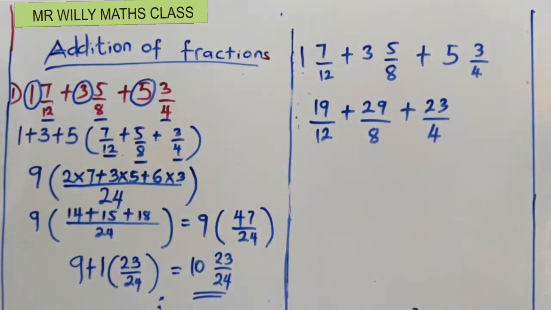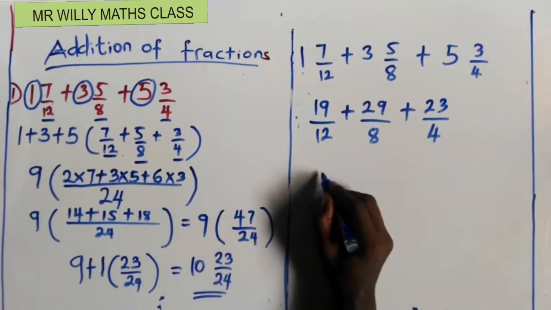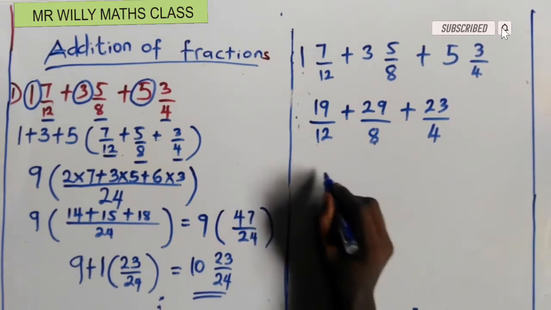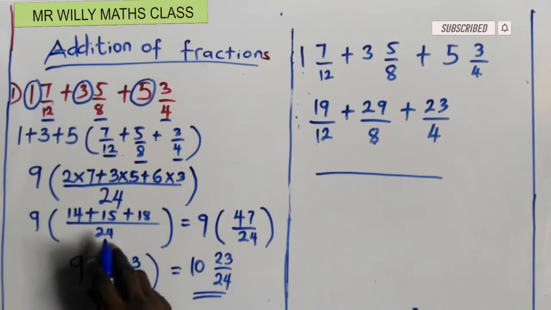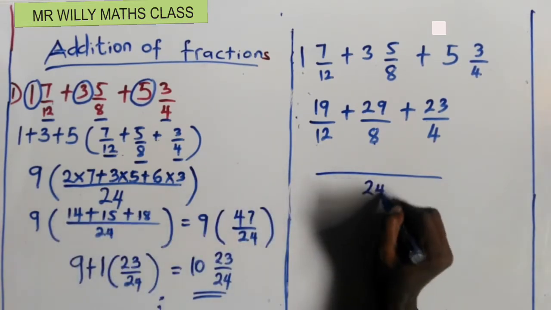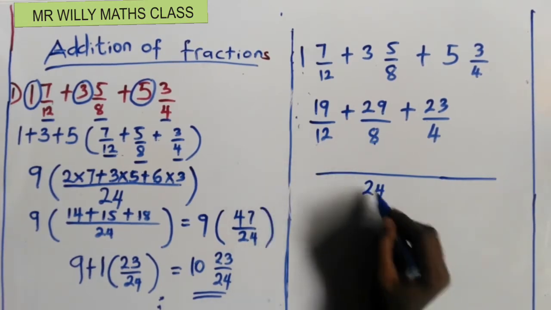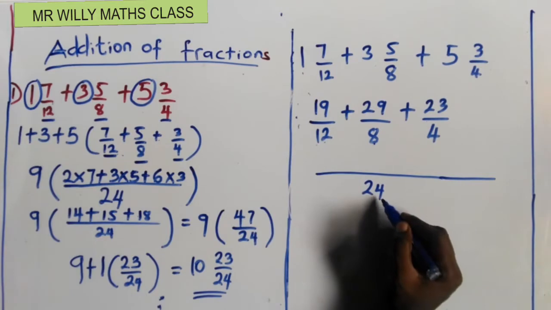So the next thing now is that you look for the what? The LCM, the number that this 12, this 8, this 4 can divide without any remainder. I think we have done that with our LCM. That will be 24. So you now start with the first fraction. 12 in 24, that will be 2.